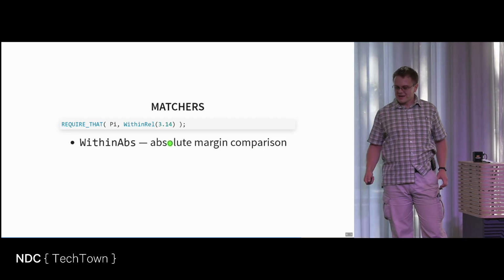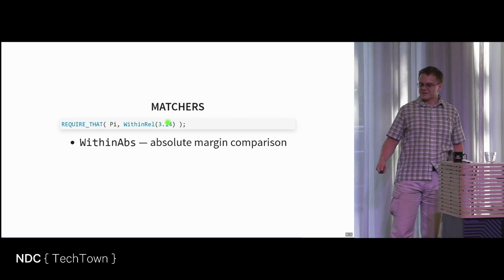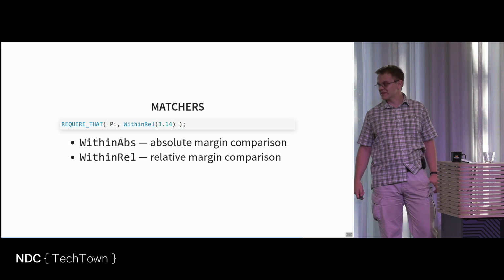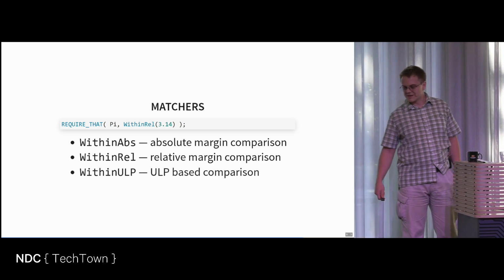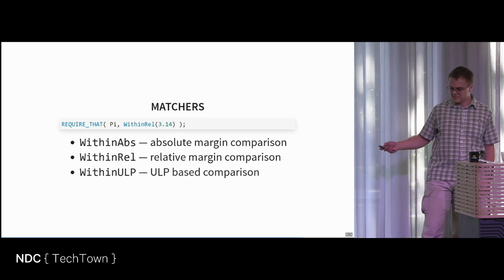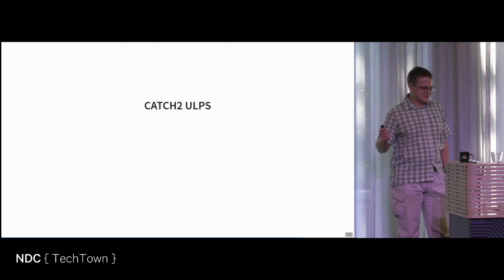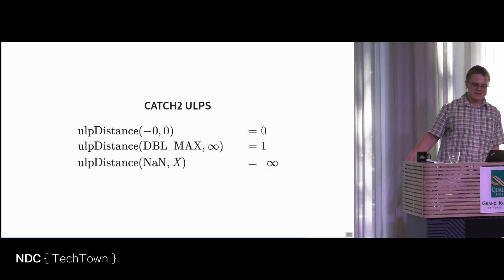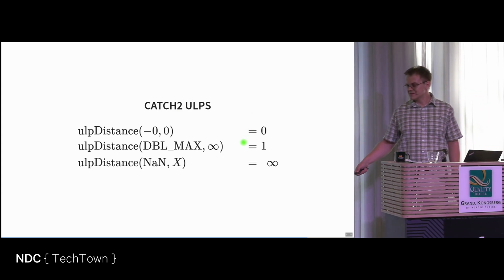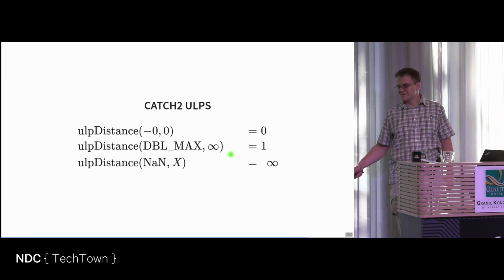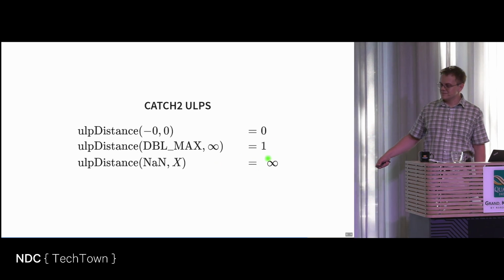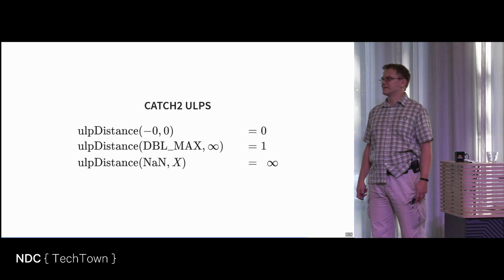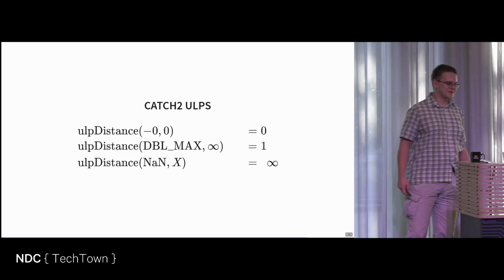You can say, okay, I want pi to be within some relative margin of 3.14, and then you also have within an absolute margin, relative, and within a ULP margin. And this is what I said you need to know if you ever use a library for this. The distance between zeros is 0, distance between max and infinity is 1, distance between not a number and anything is just infinity. You can't compare this meaningfully.